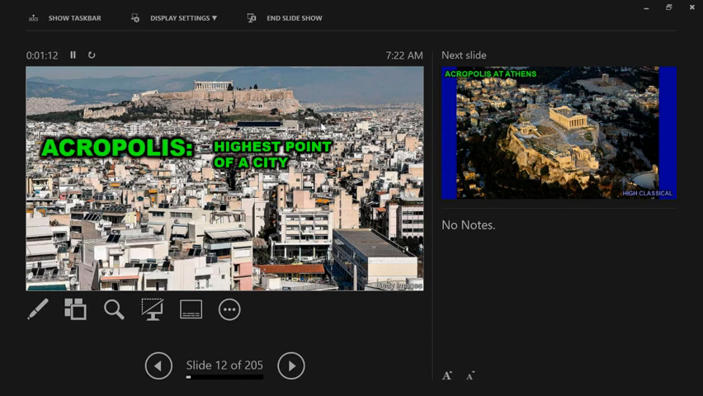What's the difference between an acropolis and a necropolis? We looked at necropolises or necropoli. Would it be necropoli or necropolises? Anyways, what's the difference between an acropolis and a necropolis? Necropolis is the city of the dead. Acropolis is the highest point of a city. You guys get that? Polis means city.